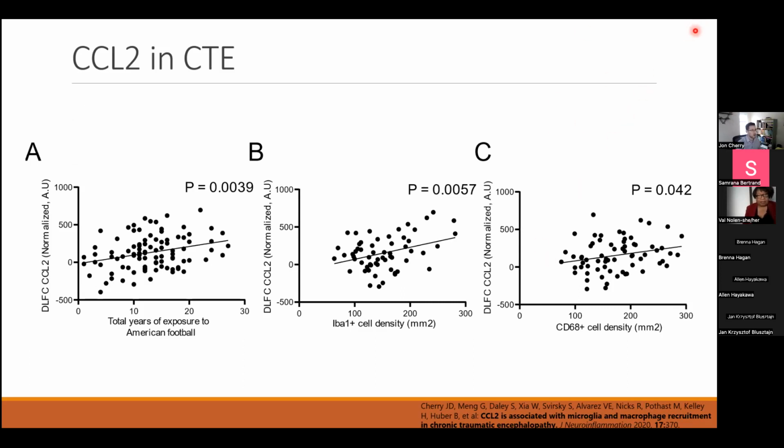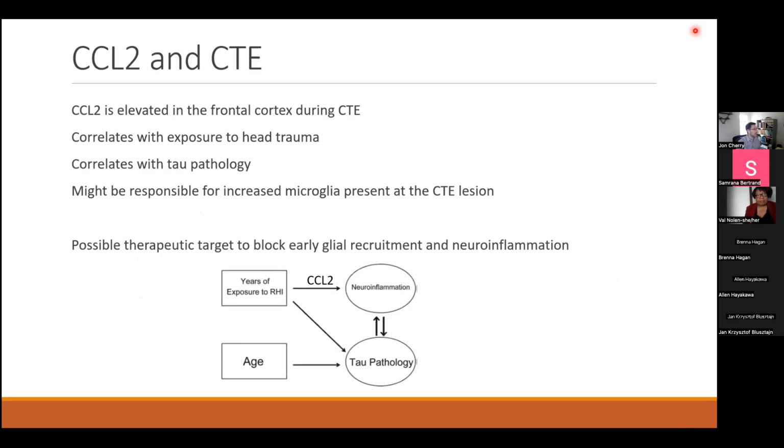But what we can show is that CCL2 is elevated in the frontal cortex during CTE. It correlates with exposure to trauma, tau pathology, and it might be involved in bringing microglia to the pathology in lesion CTE. So maybe it's a potential therapeutic target. That might be this middle step here from exposure to RHI to neuroinflammation.